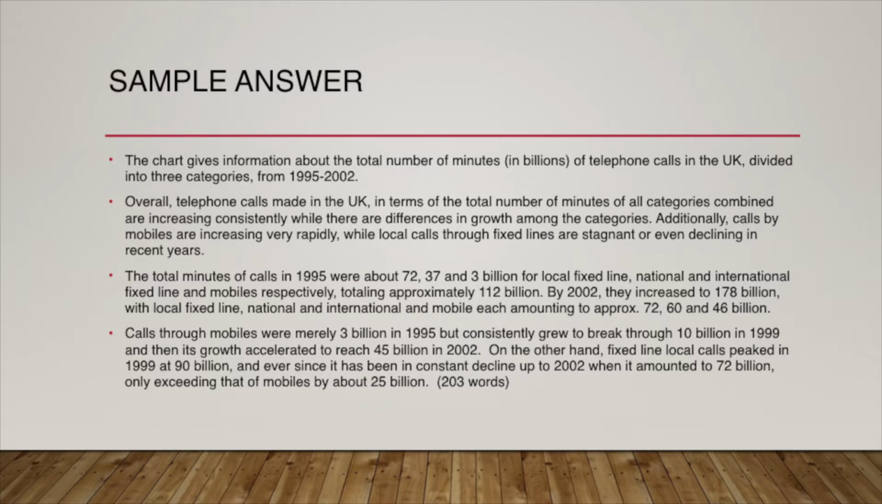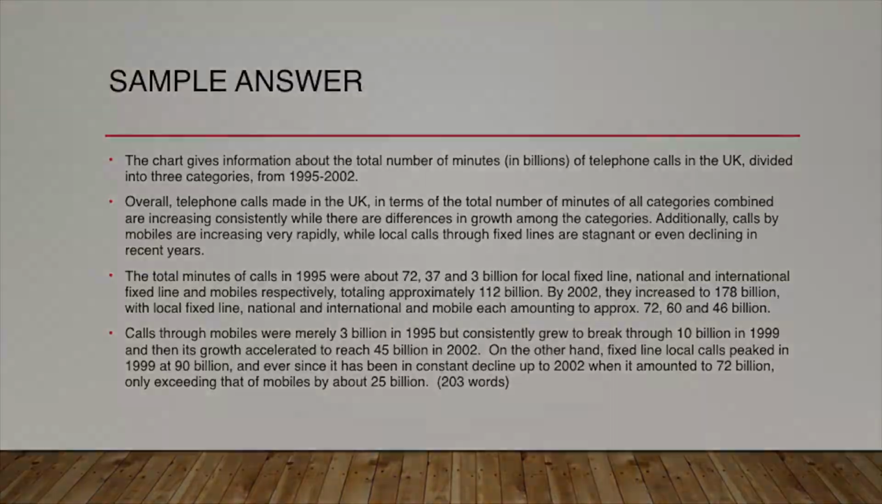Calls through mobiles were merely at 3 billion in 1995, but consistently grew to break through 10 billion in 1999 and then its growth accelerated to reach 45 billion in 2002. On the other hand, fixed-line local calls peaked in 1999 at 90 billion, and ever since it has been in constant decline up to 2002, when it amounted to 72 billion, only exceeding that of mobiles by about 25 billion.